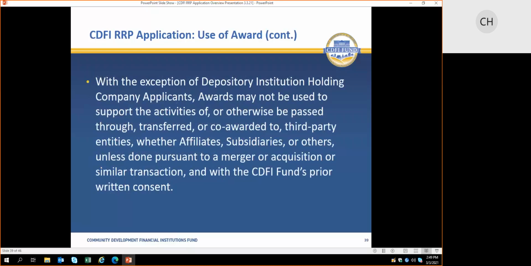This is an important reminder that the only organizations that are allowed to pass through, transfer, or co-award funds are depository institution holding companies, in which they can deploy an award through a bank subsidiary. No other organizations are allowed to transfer the award or deploy a portion of the award through any other organizations other than that which applies for the award and receives the award, without the prior written consent of the CDFI Fund.